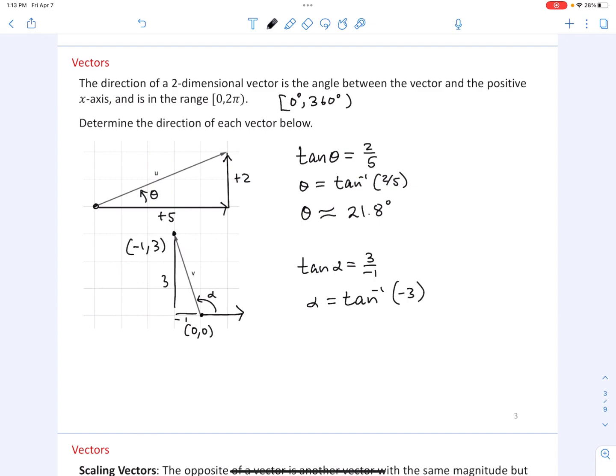So recognizing this, I have to put this 180 degrees here in my calculation, and now I can say that alpha is about 108.4 degrees. Okay, let's go to the next page.